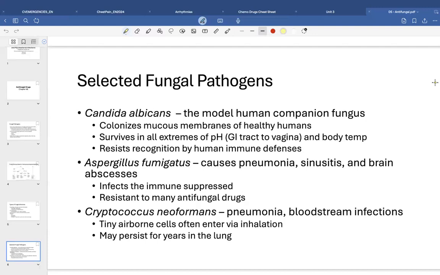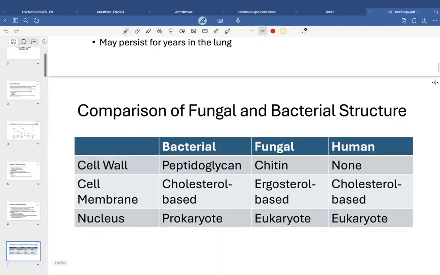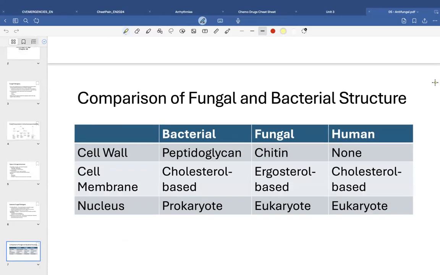Fungi represent an interesting space in the overall kingdom of life, I guess. Bacterial cells, which we're familiar with from our discussion so far, contain a cell wall. The main component of these is the peptidoglycan in the bacterial cell wall. That term may be familiar to you when we talk about the vancomycin mechanism, right? Targeting that peptidoglycan in the cell wall. But they have a cholesterol-based cell membrane, which is similar to what humans have. And then bacterial cells do not have a defined nucleus; they're considered prokaryotes, whereas fungal and human cells are eukaryotes. They have an encapsulated nucleus with the genetic material.